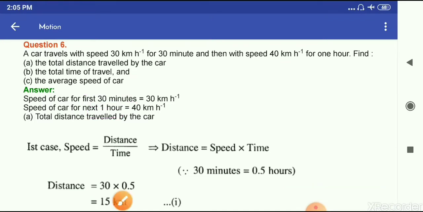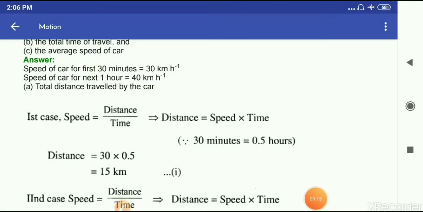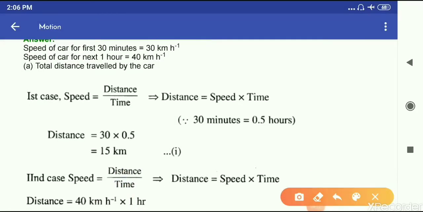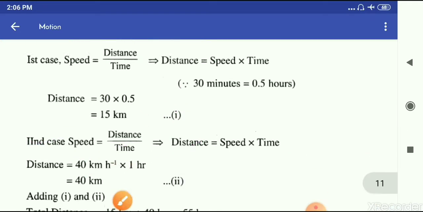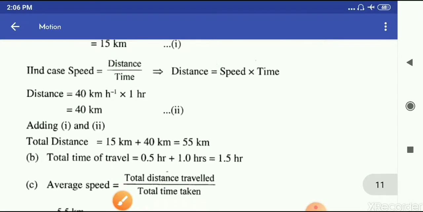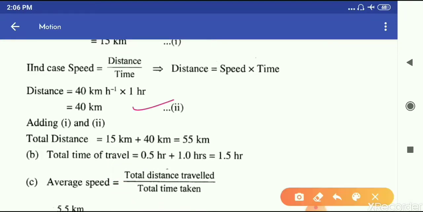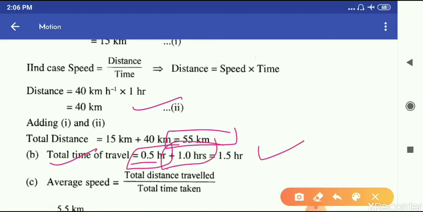So for first case, distance traveled is 30 multiplied by 0.5, that is 15 kilometer, and for the second case 40 multiplied by 1 hour, that is 40 kilometer. And then adding both these values of distance, we get the total distance 55 kilometer. Then total time is 0.5 hour for first 30 minutes and then 1 hour, that is 1.5 hour.